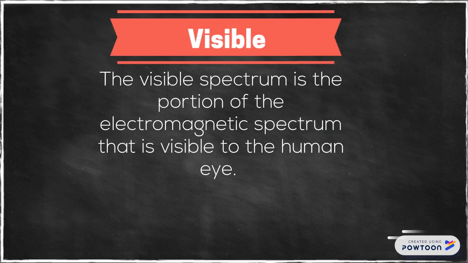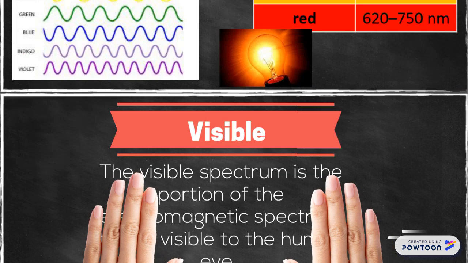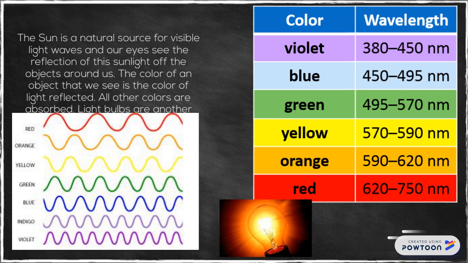Now it's visible light waves, which is the portion of the electromagnetic spectrum that is visible to the human eye, so it's practically everything that we can see. The sun is a natural source for visible light waves, and our eyes see the reflection of the sunlight off the objects around us. Light bulbs are another example of this.